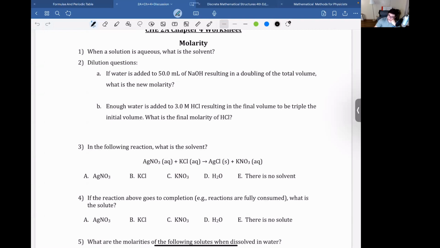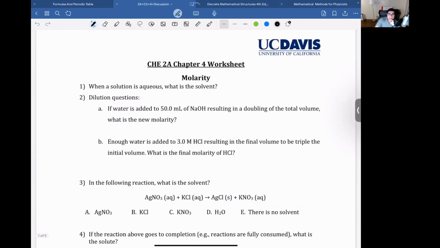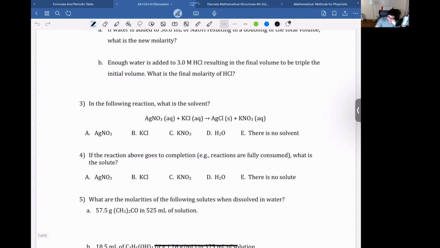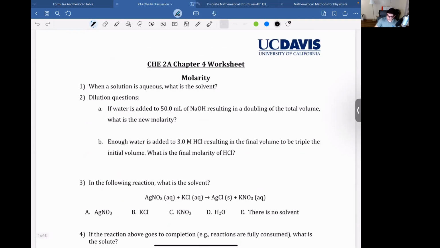Just going over the next worksheet. So I hope this helps. It looks like this week is going to be molarity, as well as a little bit of redox at the end. But we'll work through each of these questions.